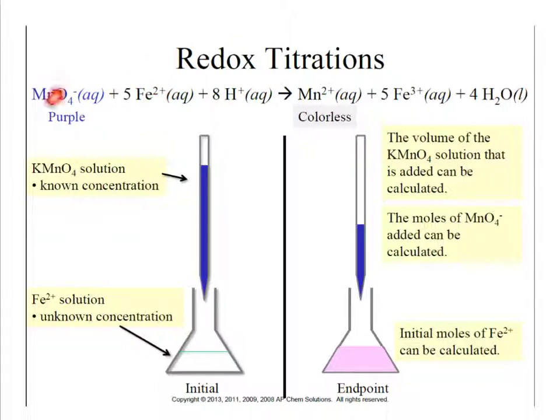Once we've added enough permanganate, it's going to start turning purple down here, which means we've used up all of the Fe2 pluses. We can then go back and calculate, all right, if I added this much permanganate, there must have been that much iron 2 plus in the original solution.